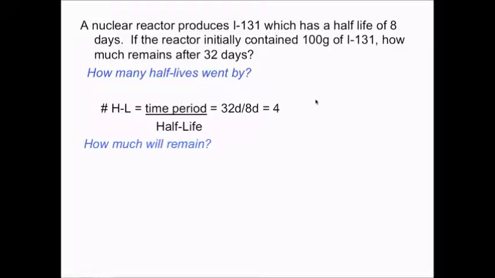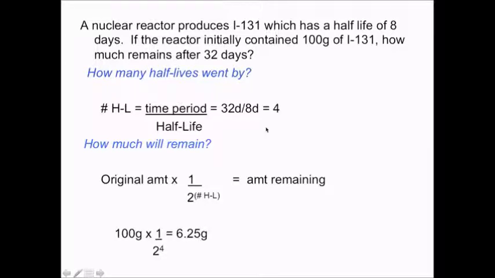How much will remain? Now we're going to use our second formula. I take my original amount, which is my 100 grams, and multiply that by 1/2, where the 2 is raised to the 4th power. And I get 6.25 grams. Now 1/2 to the 4th really means 1/2 times itself 4 times. So that's going to be 1/16.